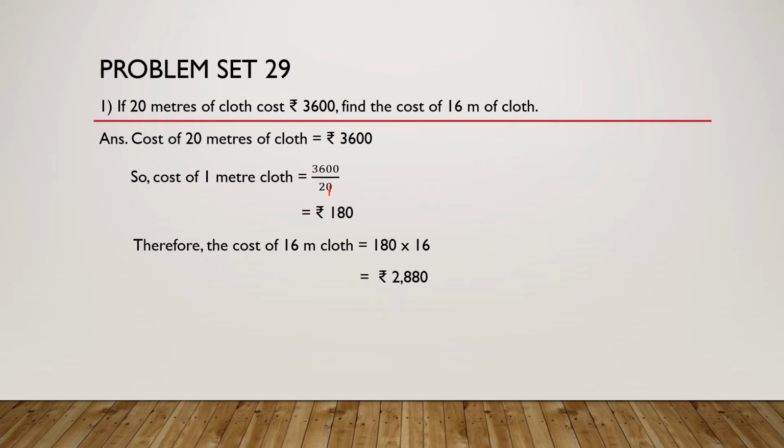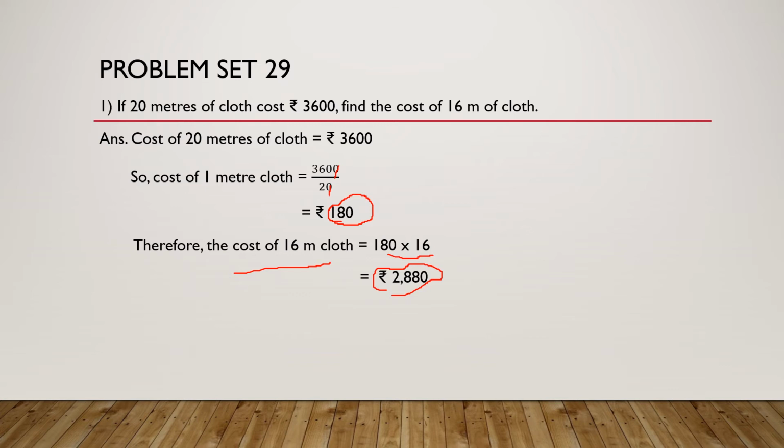So your 0 and 0 will get cancelled. What are you left with? You are left with 360 divided by 2. So 360 divided by 2 gives us the answer 180. So the cost of 1 meter of cloth is 180 rupees. Now they have asked us to find the cost of 16 meters. So the cost of 16 meters of cloth will be 180 multiplied by 16, which gives us 2880. So the cost of 16 meters of cloth is 2880.